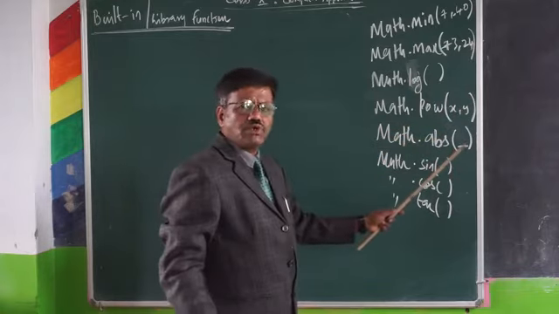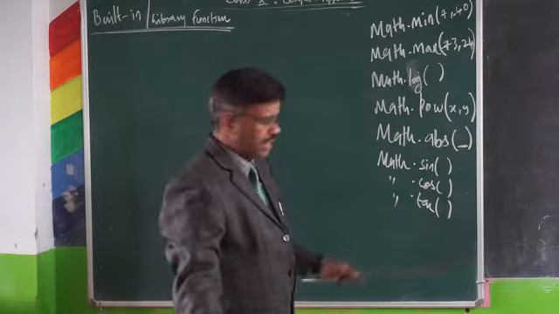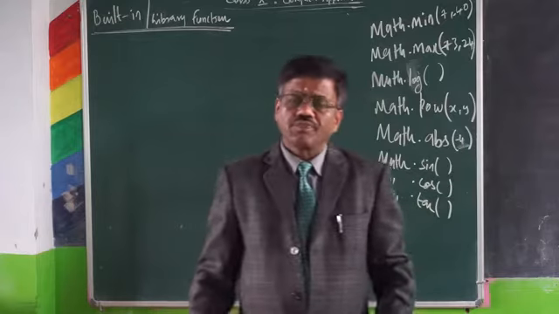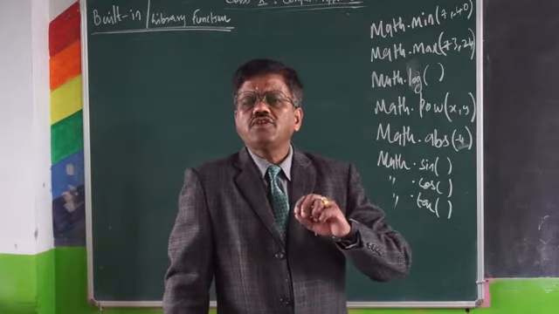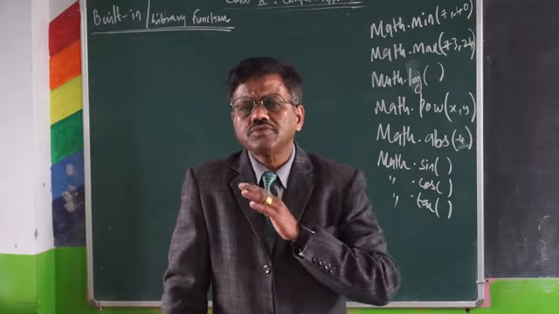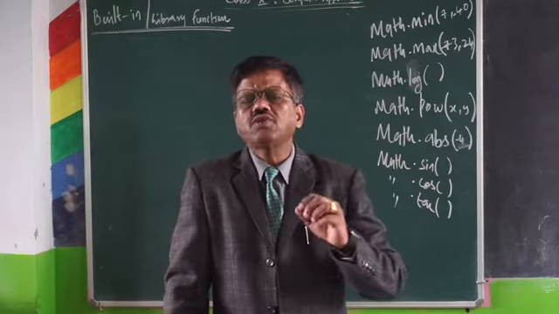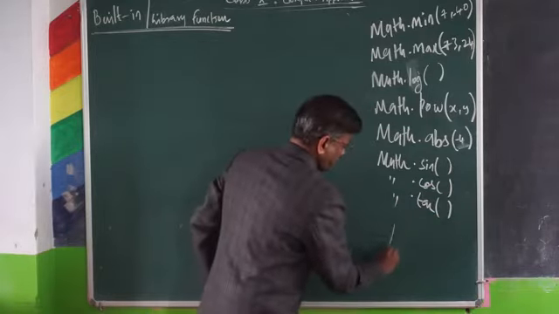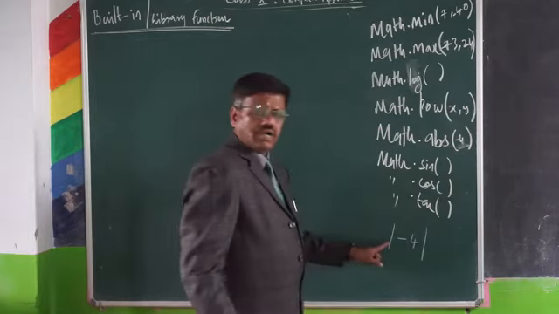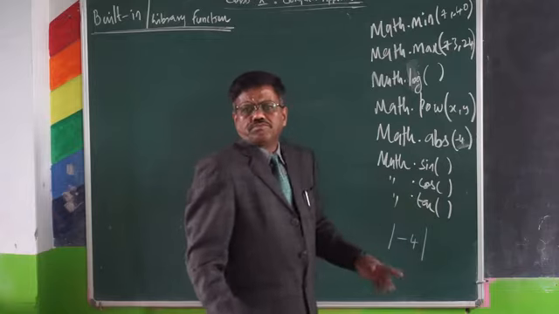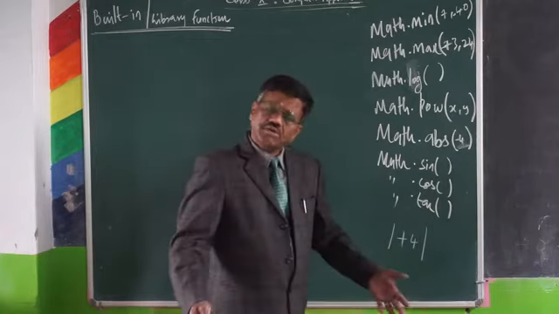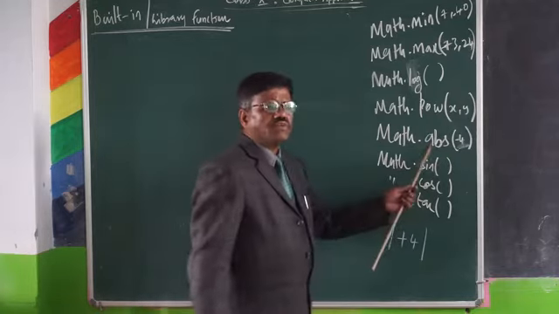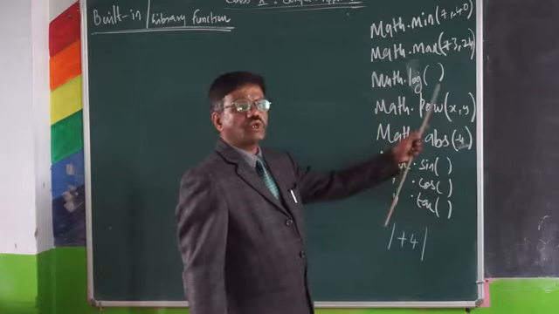The abs function will give you the absolute value of the given parameter. What is this absolute value? Absolute value means it converts a negative value into positive. Positive remains positive. Absolute value means no negative values are allowed, like the modulus. This is how we write it. Absolute value of minus 4 becomes what? Plus 4. Absolute value of plus 4 remains 4. We don't say plus, 4 means it's understood. So the abs function will give you the absolute value. The log function will give you the logarithmic value.